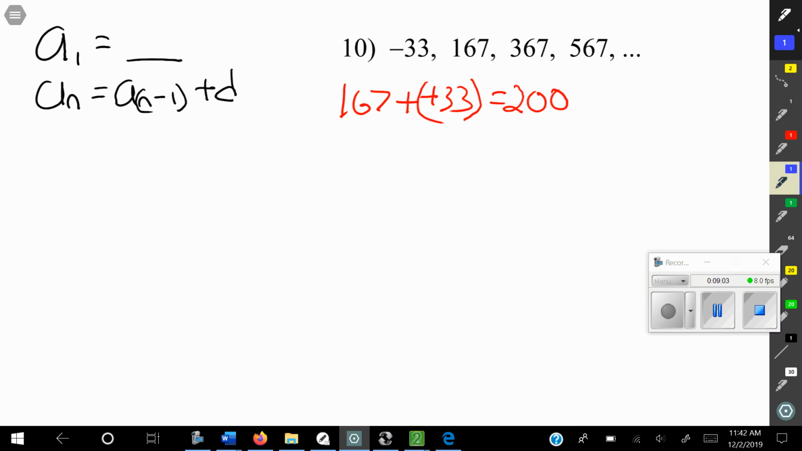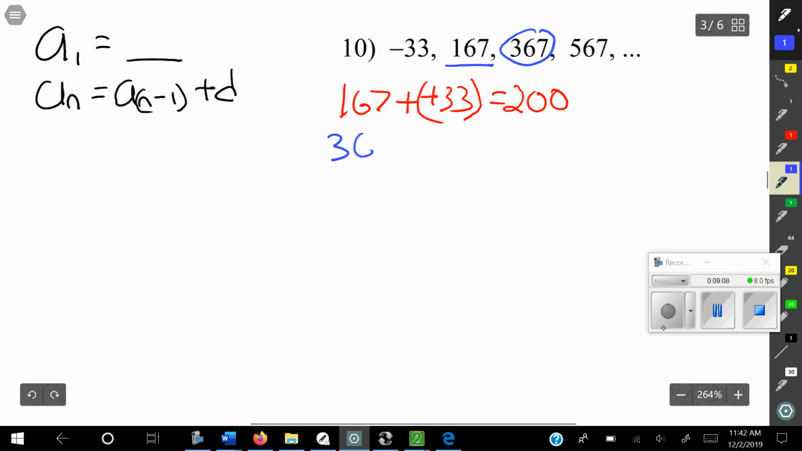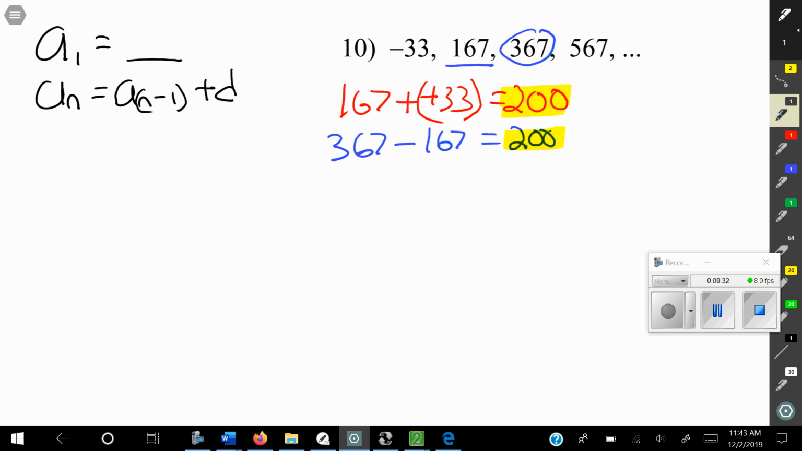All right, now we're going to take the third term and subtract it from the second term. So you got 367 subtract 167. Now you get 200. So you can see we have a common difference. Now we're all set. All we got to do is write the first term, a sub 1 is equal to negative 33.